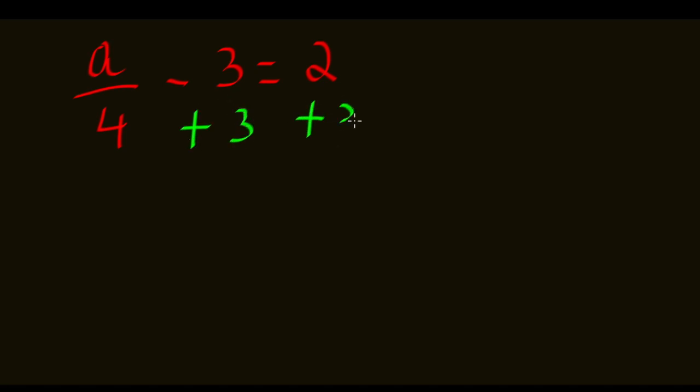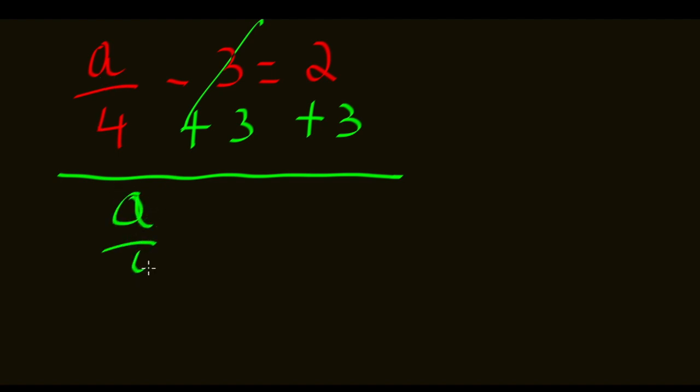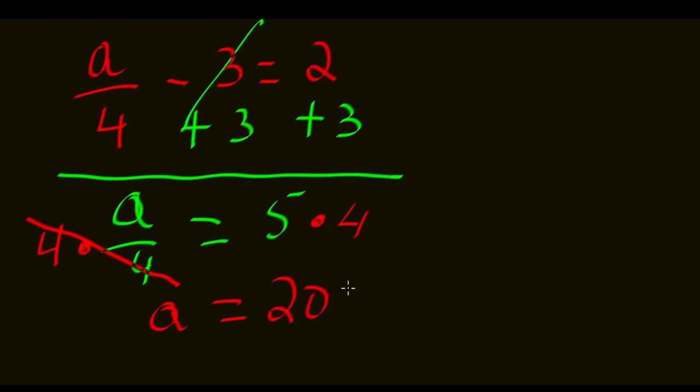Whatever you do on one side, you do it on the other side. Minus 3 plus 3, that's canceled, that's 0. So now you have a over 4 left equals 2 plus 3, which is 5. Now you have a divided by 4 equals 5. You need to get rid of this 4. Because it's division, divided by 4, you're going to do the inverse. The inverse of divided by 4 is multiplied by 4. So you're going to multiply the other side of the equation by 4. 4 divided by 4 is 1. You don't put the 1. 5 times 4 is 20.